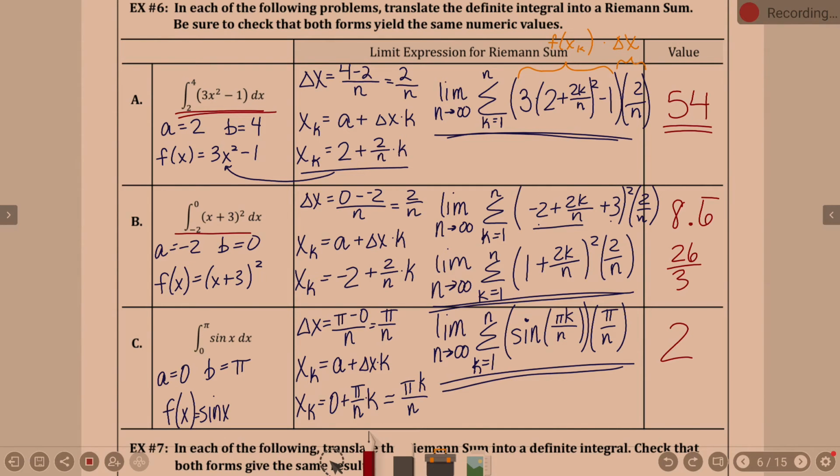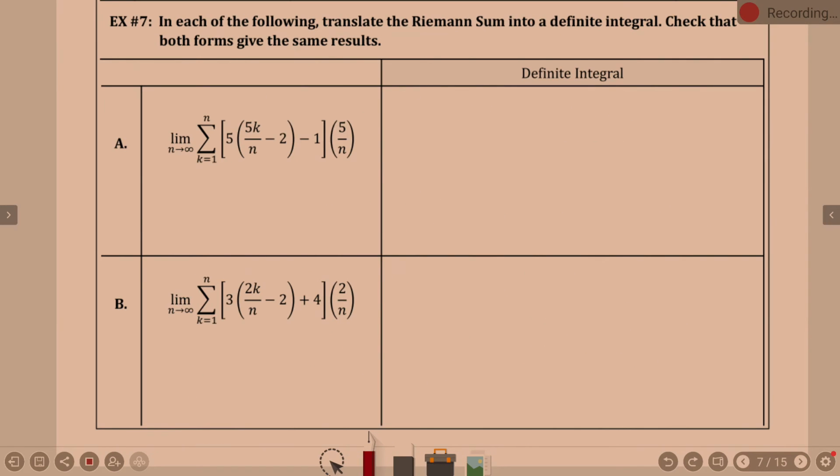Okay, next section. I think this is kind of the last section I'm really going to focus on. Section 8 has only about one example I'd even want to attempt with you guys because they were rough. But, example 7. We just took all those integrals and put them into a Riemann sum form. Now guess what? We got to reverse it. So we have the limit as n approaches infinity of the sum from k equals 1 to n of 5 times (5k over n minus 2) minus 1, times 5 over n.